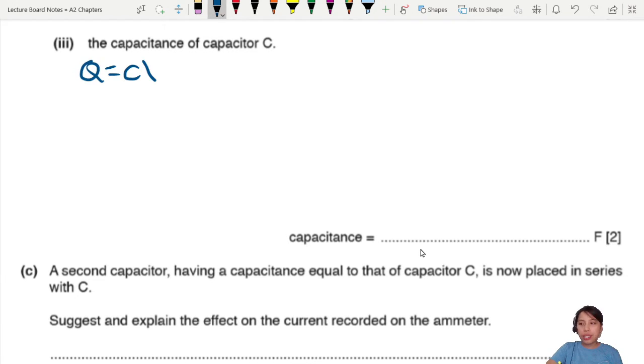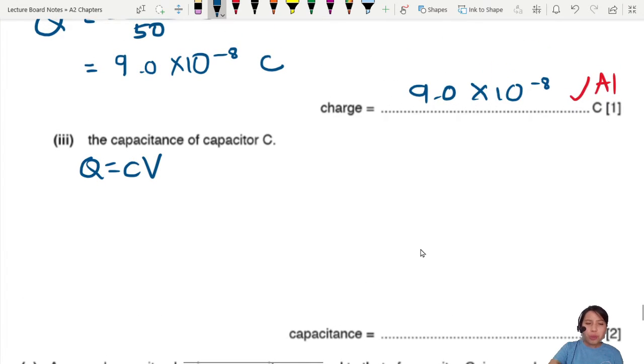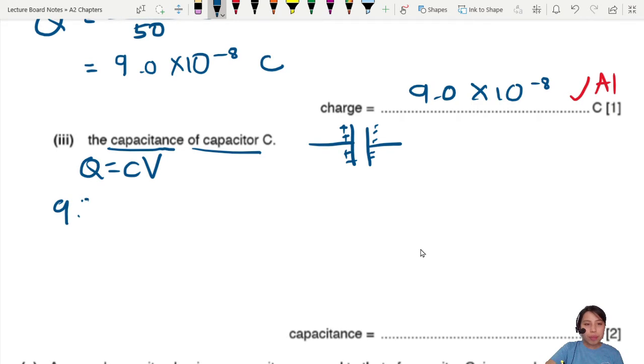Capacitance, Q equals CV. So here we know Q. Which Q to use? You want the capacitance of the capacitor. So you know each time how much charge can be staying on the plate. So you're going to use this Q down here, 9.0 times 10 to the negative 8. How much charge can be sitting on the metal plate? That will be C times, what's the V?